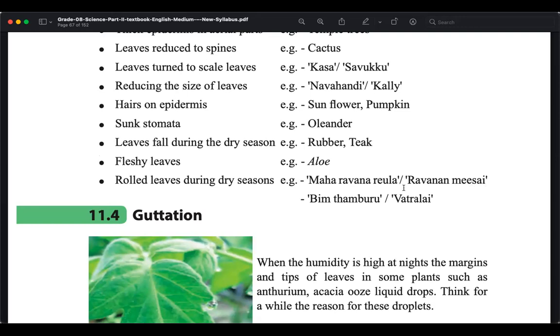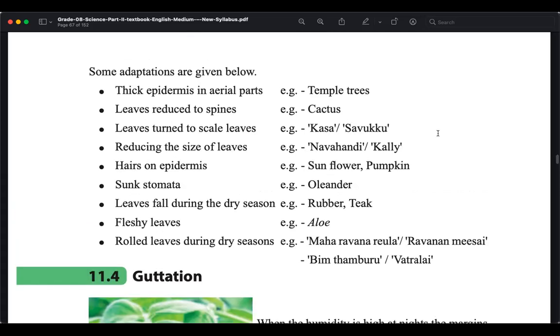Maharavanan. So these plants, I think, are common. I have seen these leaves in the garden, of course, but I have seen this somewhere very common. Cannot remember the place, sorry. Anyway, these are the adaptations, these adaptations to protect the water inside the plant.